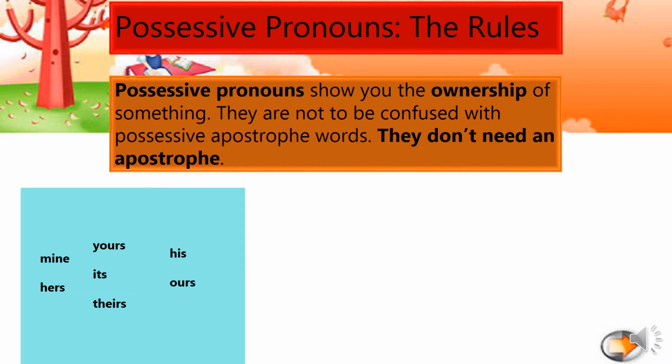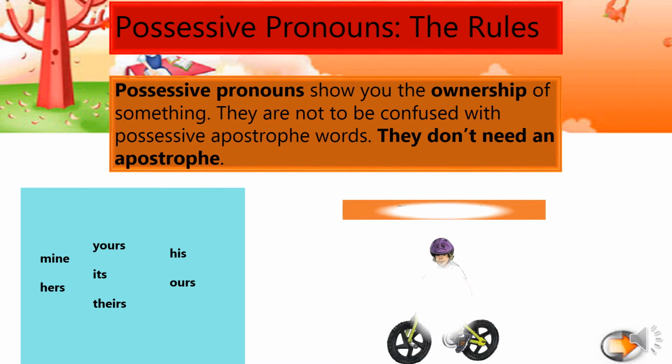Now let's see an example of a possessive pronoun. Here it is. The bike was his. It's clearly showing you the ownership of the bike. Now let's move to another type of pronoun.